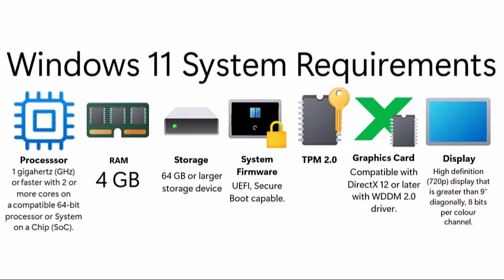Windows 11 brings a modern and refreshed experience, but it also comes with stricter system requirements compared to previous versions. These include a compatible 64-bit processor with at least 1 GHz speed and 2 or more cores, 4 GB of RAM, 64 GB of storage, UEFI firmware with secure boot, TPM version 2.0, and a DirectX 12 compatible graphics card. We will explore in detail how to find each requirement on our PC. Be with us till the end of the video.